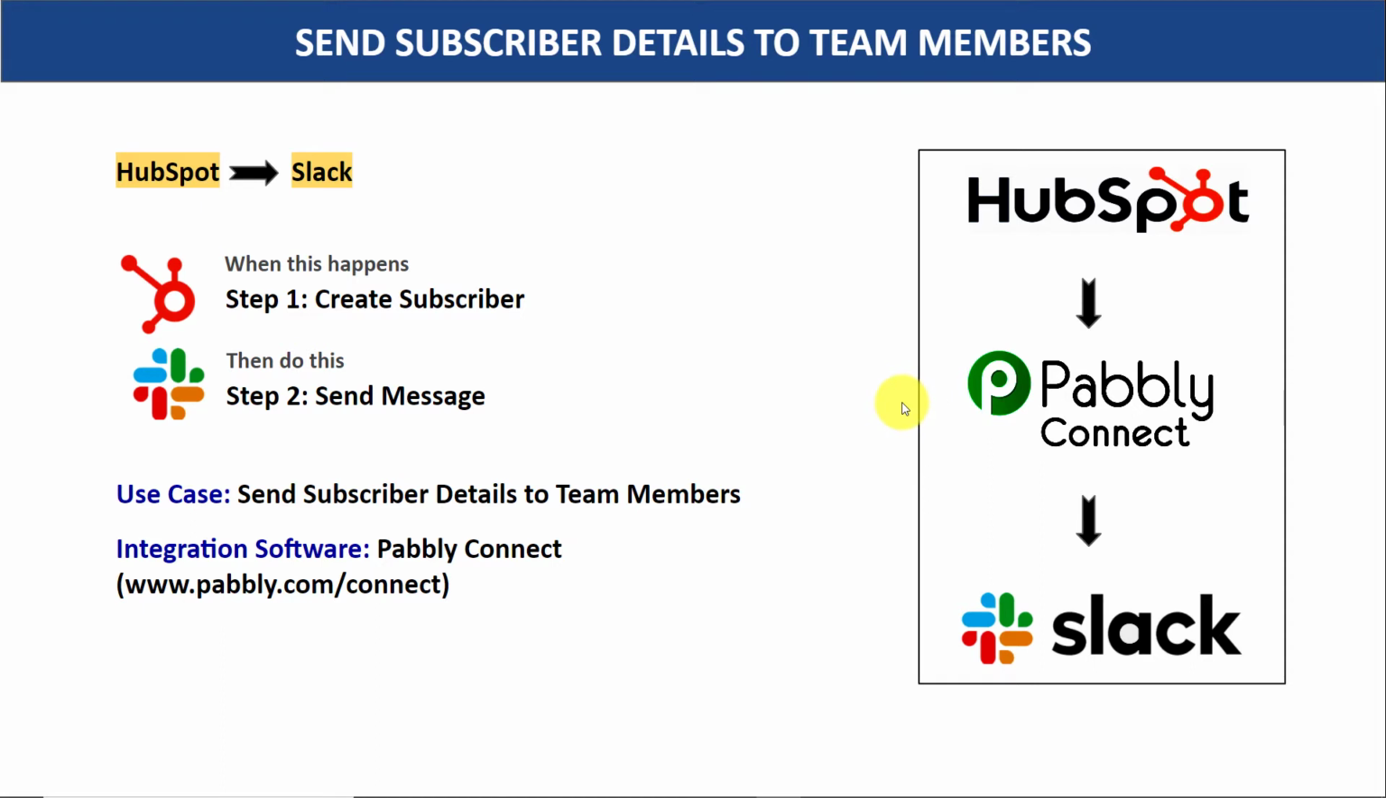The first choice is you can copy all the details from HubSpot, sort it out, compose a message and send it manually on Slack. Or I would suggest that you bring in some automation so that whenever a new subscriber is created in HubSpot, it will automatically send a message via Slack. In this video, we will be using Pabbly Connect to integrate HubSpot and Slack. The best part of using Pabbly Connect is there is no need for coding skills or programming knowledge. It can be done easily. Let me show you on my screen.